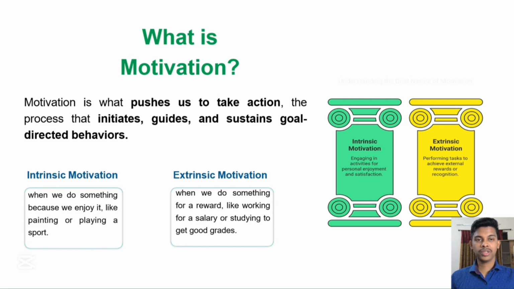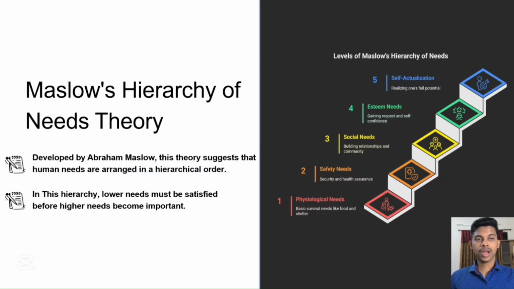One of the most famous motivational theories is Maslow's hierarchy of needs theory. Developed by Abraham Maslow, this theory suggests that human needs are arranged in a hierarchical order where lower needs must be fulfilled before higher ones. These needs are divided into 5 levels. They are physiological, safety, social, esteem and self-actualization needs.